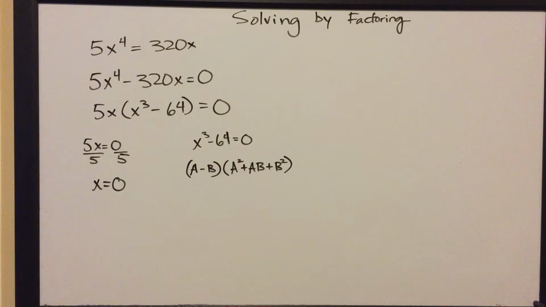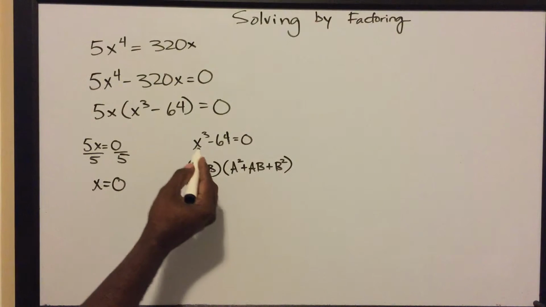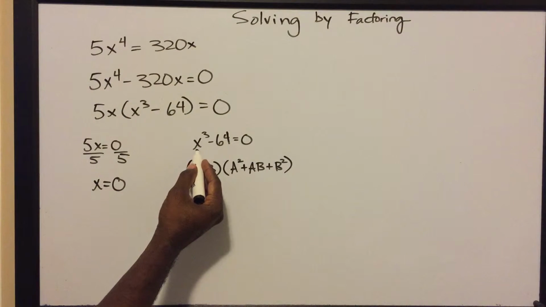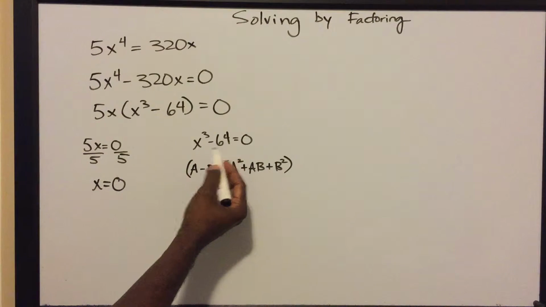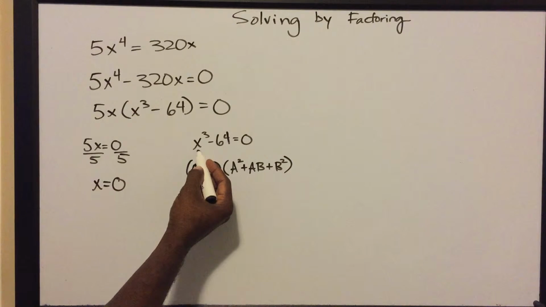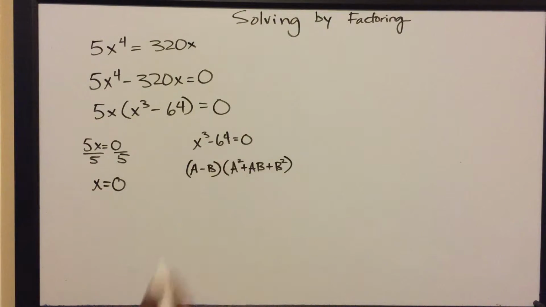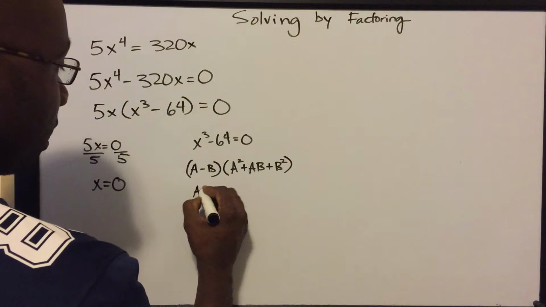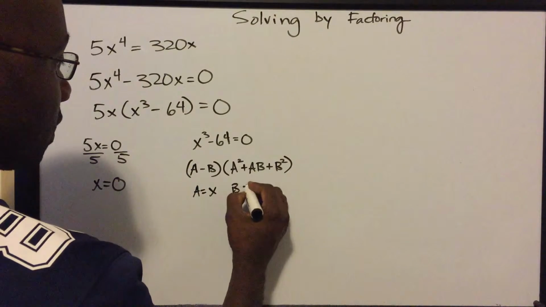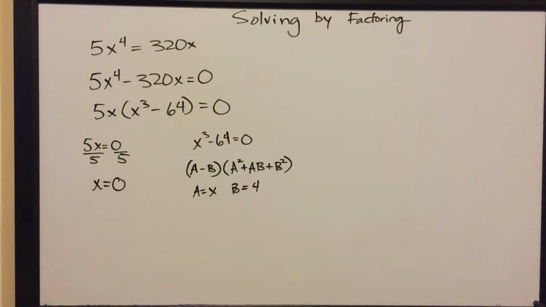But in order to use difference of cubes, we had to ask ourselves, is this a perfect cube and is this a perfect cube? Yes, because we could say this is just x, and then what number is the cube root of 64? That's 4. So for this problem here, we know our a is x and our b is 4. Knowing that, we can plug it into there.